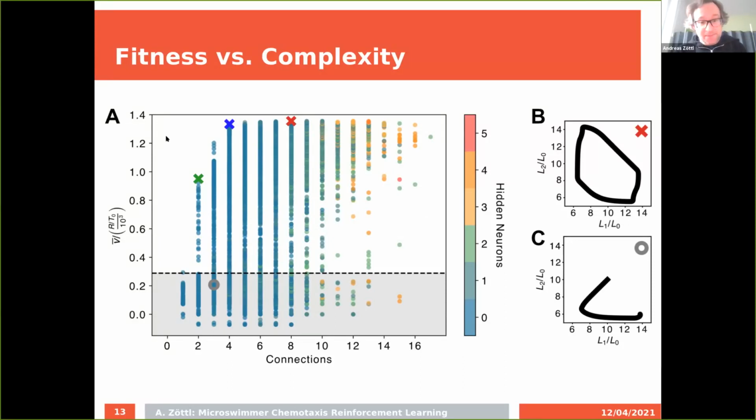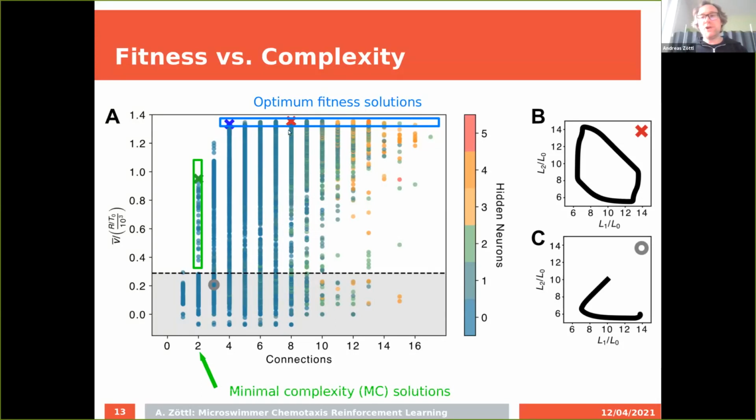The maximum fitness we find, so that's the optimum policy, is around 1.35 in these units. And what is interesting is, the complexity here is measured in terms of number of connections in the network and number of hidden neurons, that there are already very good solutions by only using 2 connections between output and input neurons without using any hidden neurons. And also, if you go to this optimum fitness solution branch, you only need 4 connections to have an optimum policy. So essentially, a microswimmer can learn to swim in an optimal way by exploiting very few connections between output and input neurons.